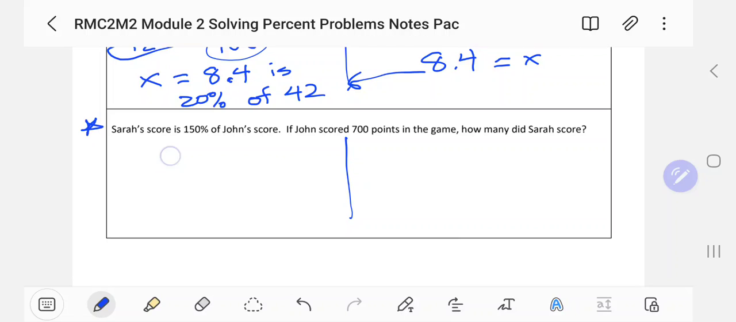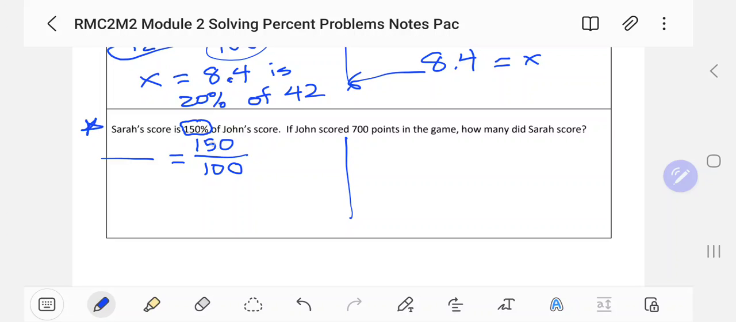All right, well, let's set up our proportion. It's going to be hard to figure this out, but I see my percent, so that's going to go here, and that's going to go there. I circled a little bit sloppily here. I don't want to include that word is, because that helps us a little bit. We've got Sarah's score is 150% of John's score.